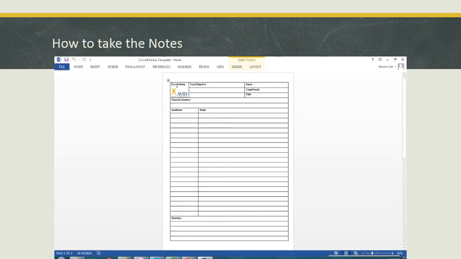So like today is September 9th. So on my notes, I would put the date as September 9th, 2013. And then I will also provide for you the essential question, and you will put that right below the topic and your name, class period, and date. And then you'll notice in the middle is your notes and questions. And then at the bottom is a place for a summary.